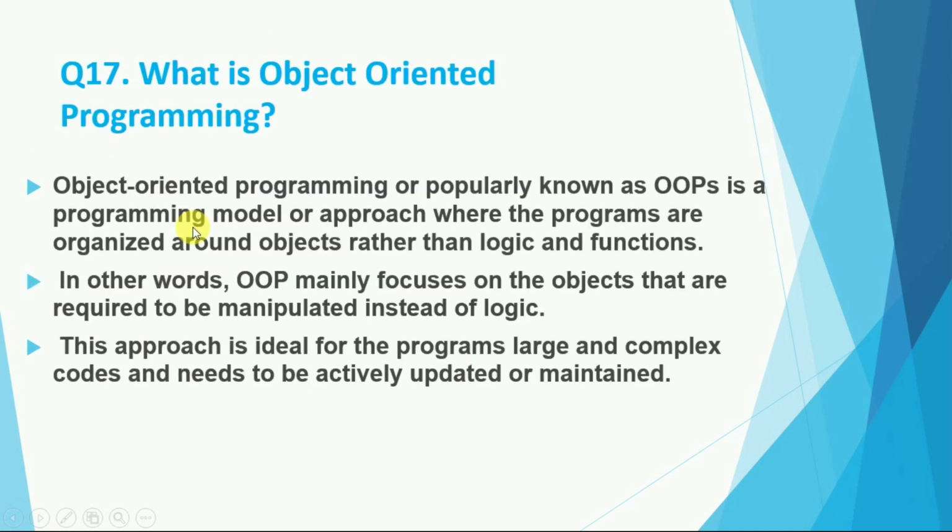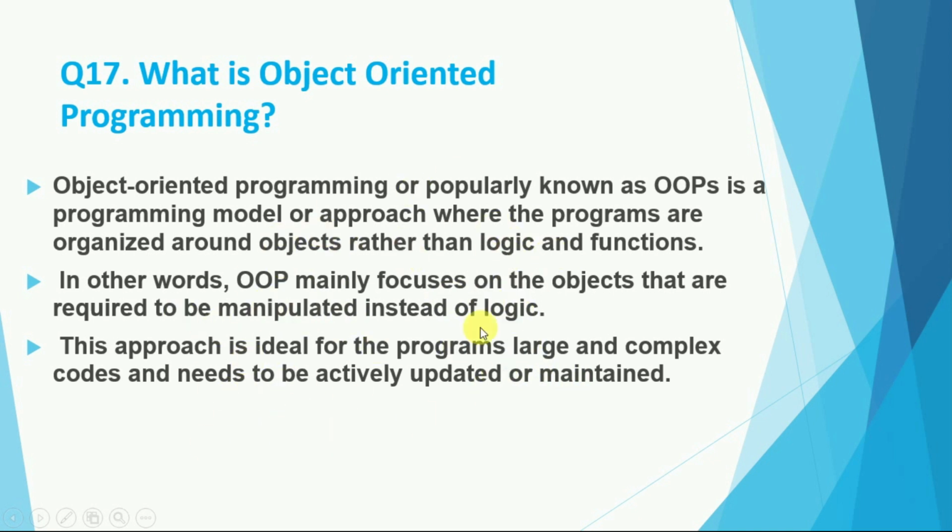Okay, so next is what is object oriented programming. You already know about object oriented programming. Object oriented programming, also known as OOPS, is a programming model or approach where the programs are organized around objects rather than logic and function. There are different object oriented principles which are mainly responsible for this, and which help to implement all the features of an object oriented programming language like inheritance, encapsulation, and abstraction. So we'll discuss about this later.